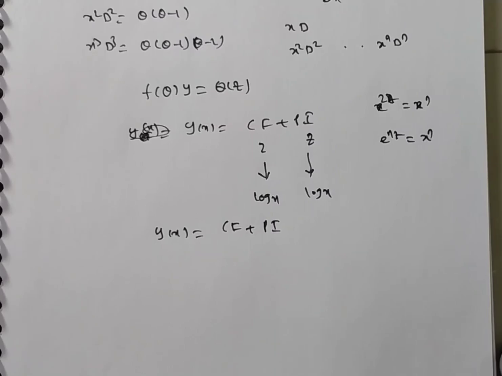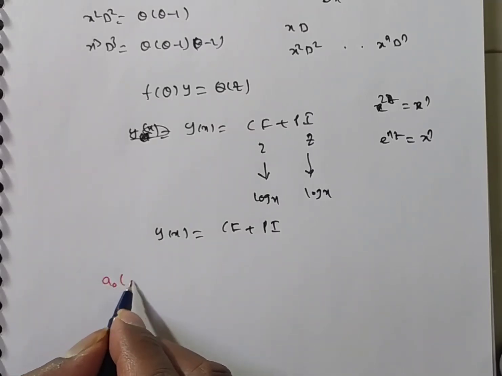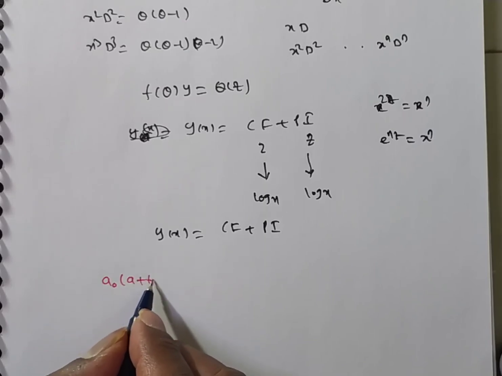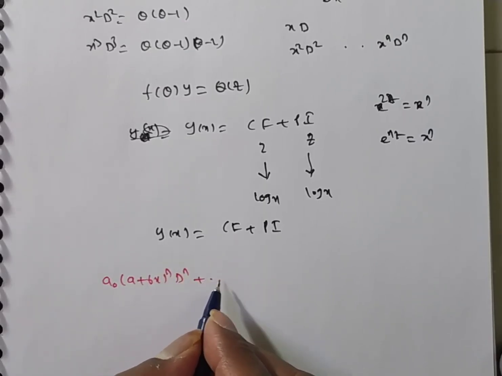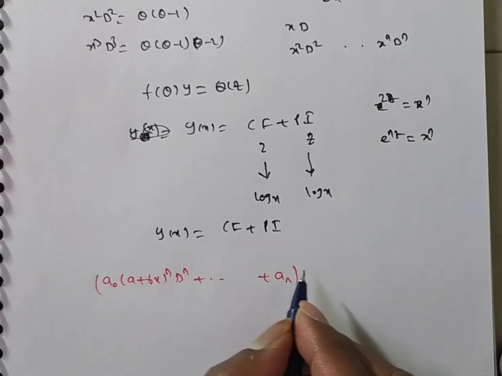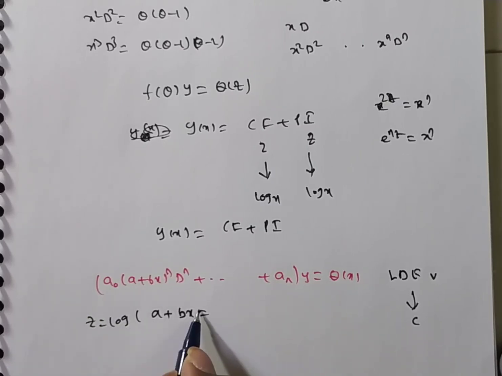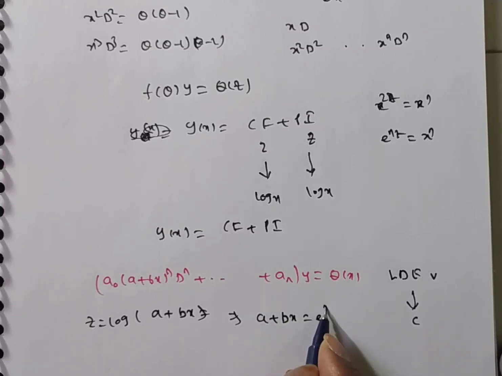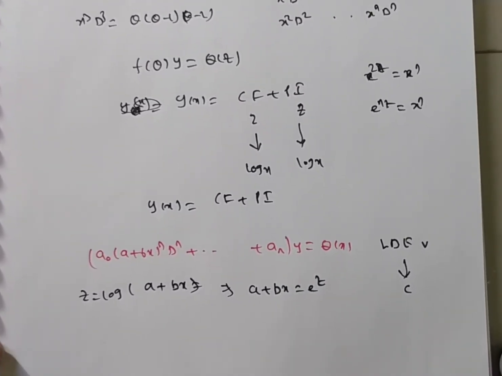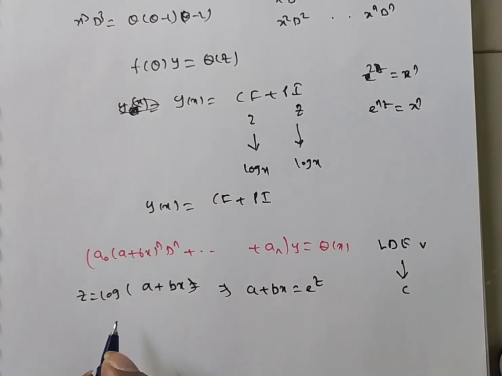Next, we have the Legendre linear equation. We know that the Legendre equation is of the form a naught into (a plus bx) to the power of n into D to the power of n plus so on plus a n into y is equal to Q of x. So in this case, how can we convert the variable coefficient equation into a constant coefficient one? We introduce z is equal to log of (a plus bx), which implies a plus bx is equal to e to the power of z. From this also we can get the x value in terms of z.